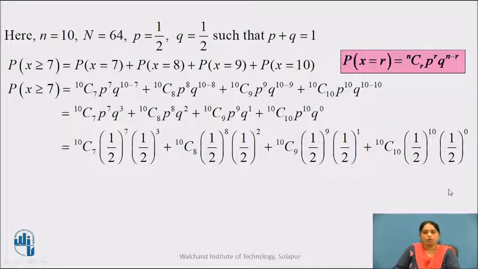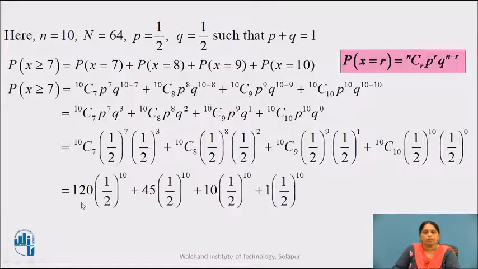If you observe all the four terms, we have (1/2)^7 into (1/2)^3. By using the laws of indices, for the first term we get (1/2)^10. Similarly, using the laws of indices, for each term we can rewrite it with (1/2)^10. So we can write it as 120 into (1/2)^10 plus 45 into (1/2)^10 plus 10 into (1/2)^10 plus 1 into (1/2)^10.